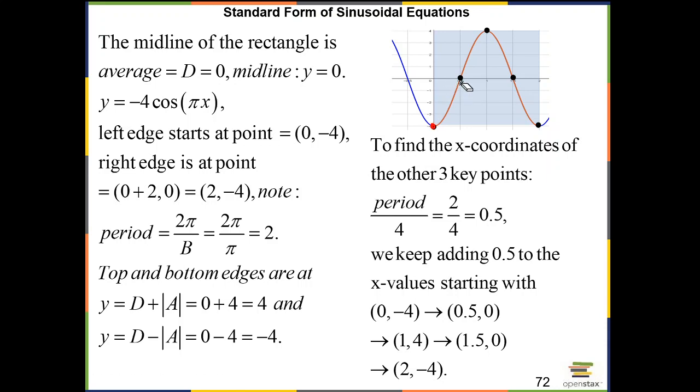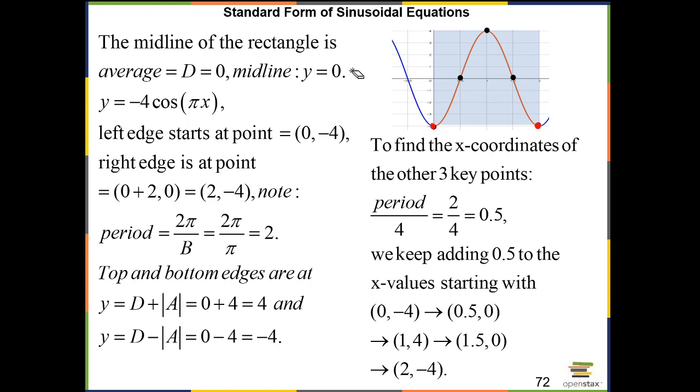And then we know this one, it's 0. That right edge, this point right here, would be x value 0 plus the period. That's the x coordinate. Period is 2, so that was 0 plus 2 is 2, right? And the y value would be, if you put a 2 here, cosine 2 pi is 1 again. 1 times negative 4 is negative 4. So we get this point. Okay?